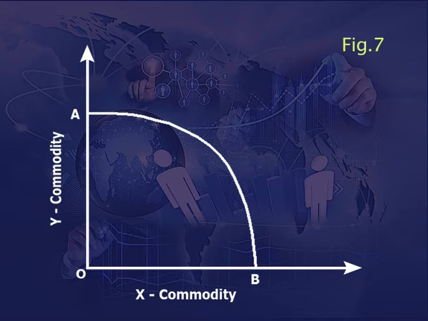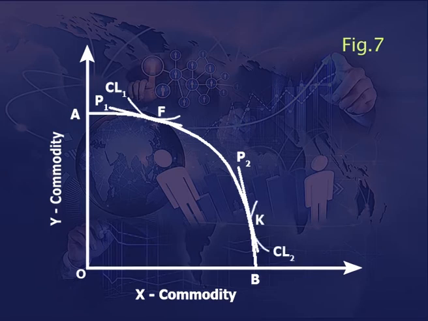Suppose there are two countries, country A and country B, with a common production possibility curve AB. In the pre-trade situation, different demand conditions relating to commodities X and Y give different relative price ratios, as shown by P1 in country A and P2 in country B. The consumption and production point of A is F, where its CL1 curve is tangent to the production possibility curve. Similarly, the consumption and production point of B is K, where its CL2 curve is tangent to the production possibility curve.